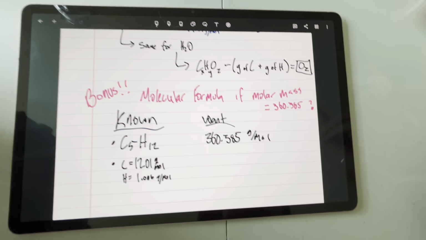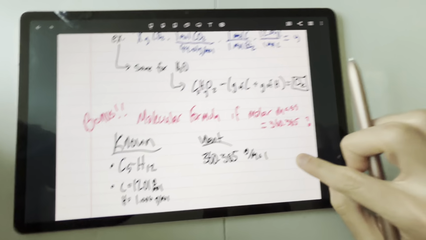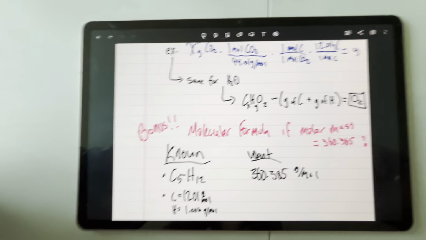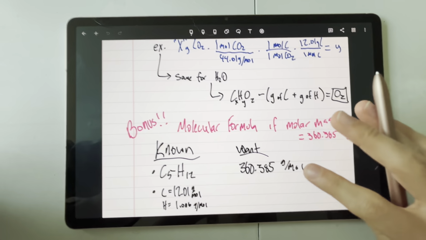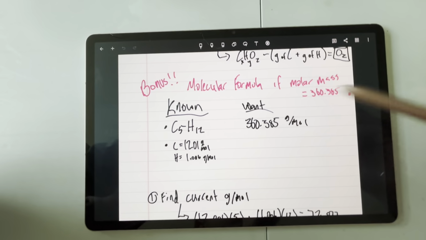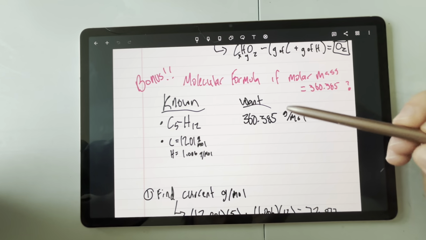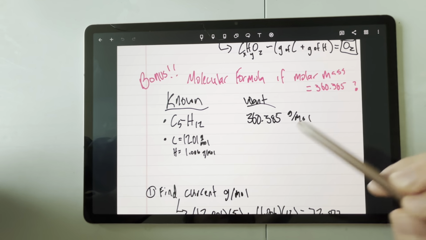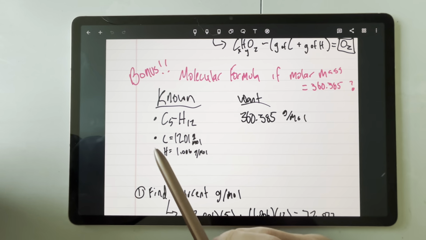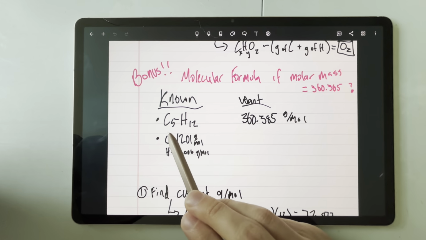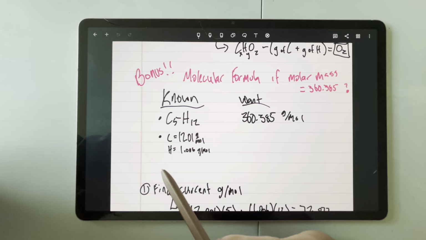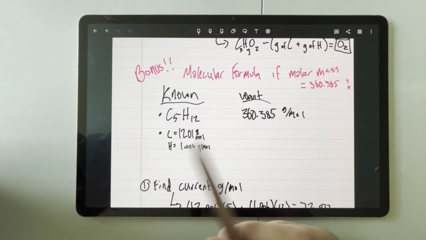360.385. So this is for the last one without the oxygen in it. Same things still apply. If you have oxygen in it, you just do the same steps, but do it to the oxygen as well. Okay, so what do we know and what do we want? This is important to write down for every question that you do. We want 360.385 grams per mole. We know that the empirical formula is C5H12, and we know that C is equal to 12.01 grams per mole and H is equal to, we know this.